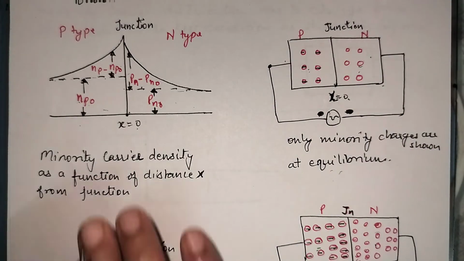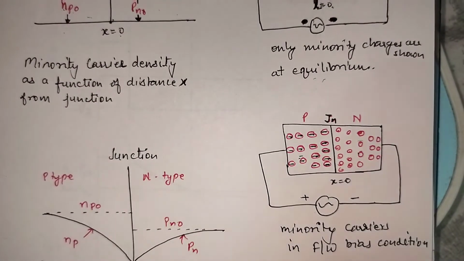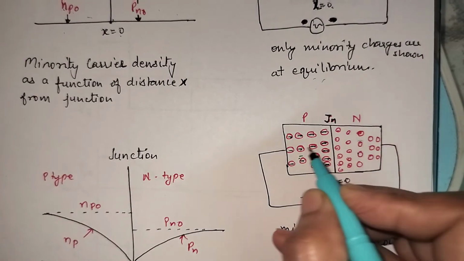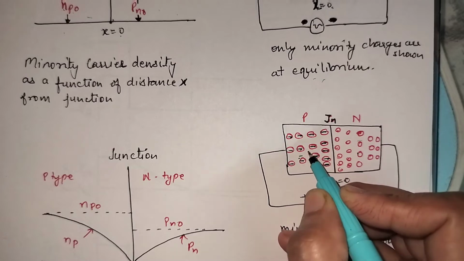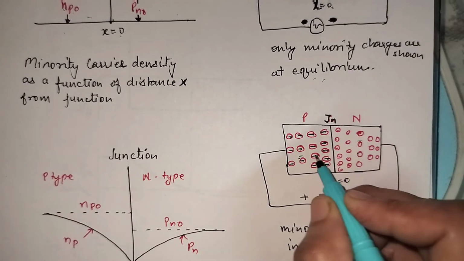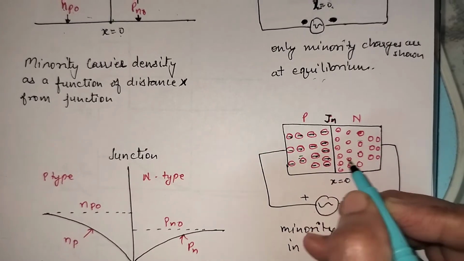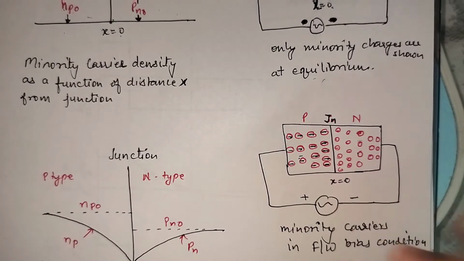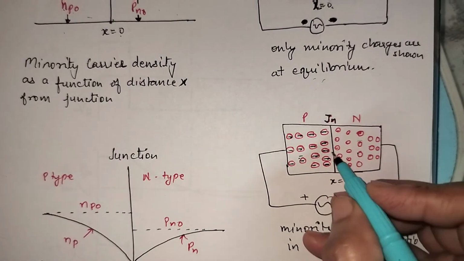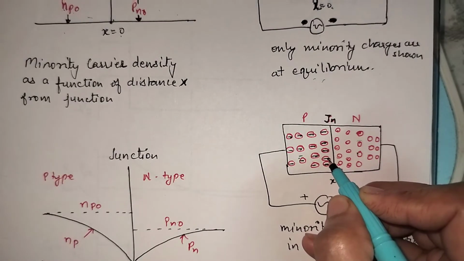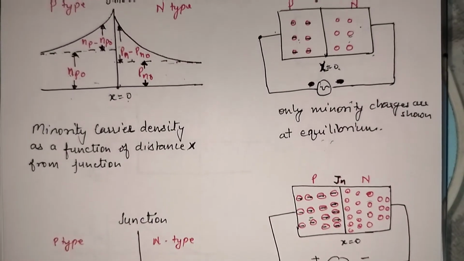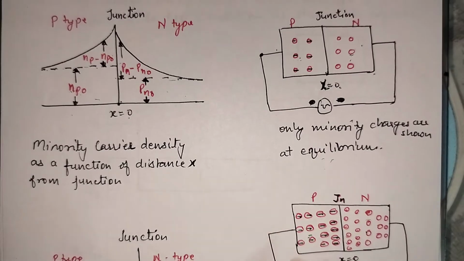Now suppose we forward bias the junction. When we forward bias the junction, the electrons from the N region move to the P region, and holes from the P region move to the N region. And in both the regions they become minority carriers. We can see in this figure that minority carriers are more densely populated near the junction than away from the junction. So this is shown exponentially. So the relation is exponential.